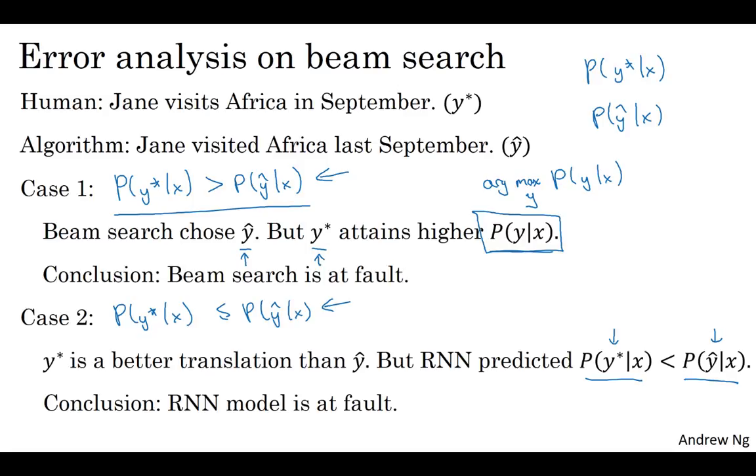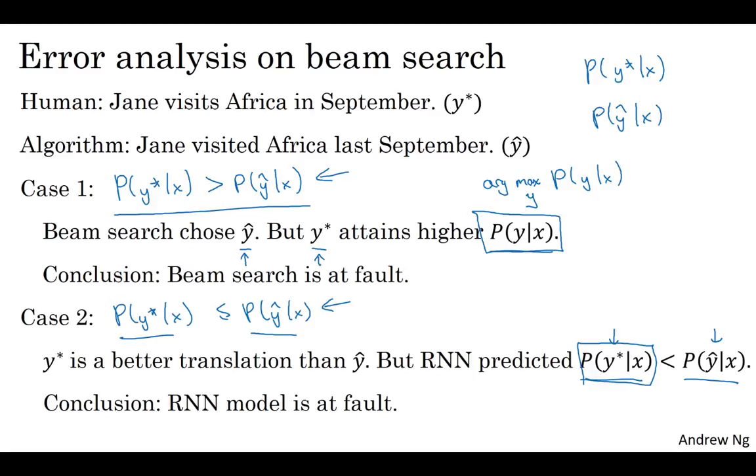There are some subtleties pertaining to length normalization that I'm glossing over. If you are using some sort of length normalization, instead of evaluating these probabilities, you should be evaluating the optimization objective that takes into account length normalization. But ignoring that complication for now, in this case, what this tells you is that even though y star is a better translation, the RNN ascribed y star a lower probability than the inferior translation. So in this case, I would say the RNN model is at fault.